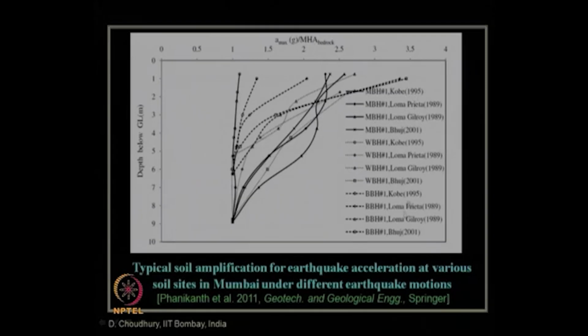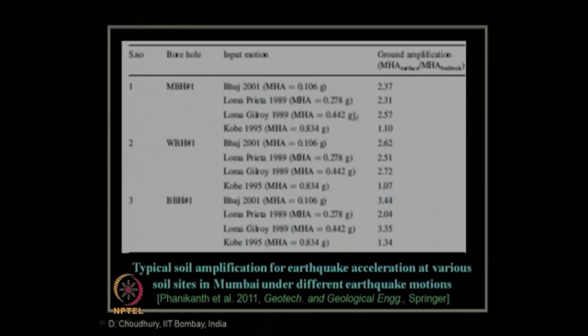So, for different earthquake input motion and for all the borehole number 1 of these 3 sites, the values are reported over here. You can see in Mumbai city, considering all these soil sites, we got a range of soil amplifications between 1.2 and about 3.5. That is the range of soil amplification from bedrock to the ground surface level. Clear? So, that shows a typical soil amplification of earthquake acceleration at various soil sites in Mumbai. This is in tabular form, the exact values computed: MHA at ground surface by MHA at bedrock, for different input motion and different borehole sites.